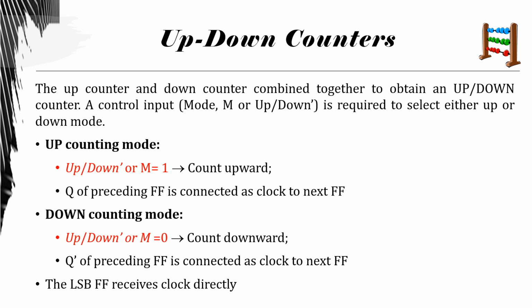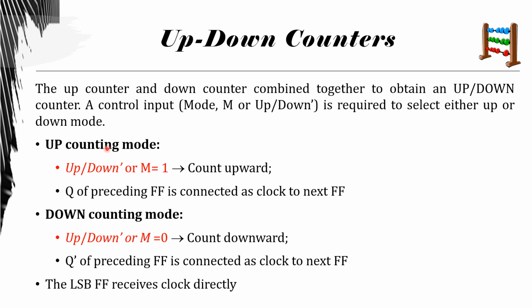Okay, so that control line can be called the mode line or mode control input, or it can also be called the up or down complement line. In the case of up counting mode, the up or down complement line, or the mode control line, is equal to 1. When it is equal to 1, it indicates that it is in the upward mode. Since it is in the up counting mode, Q is connected as the clock to the next flip-flop.